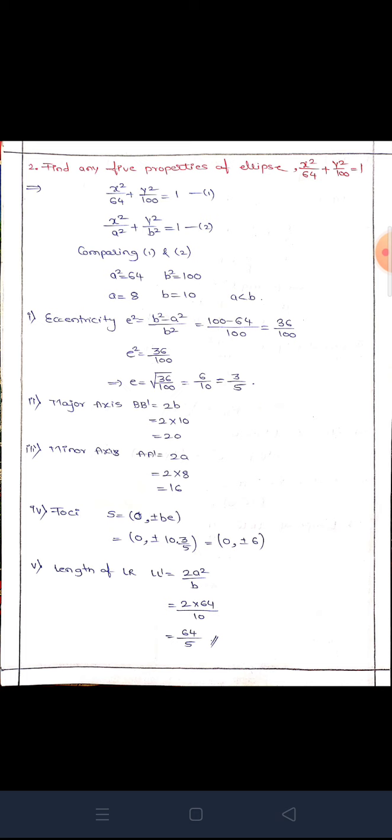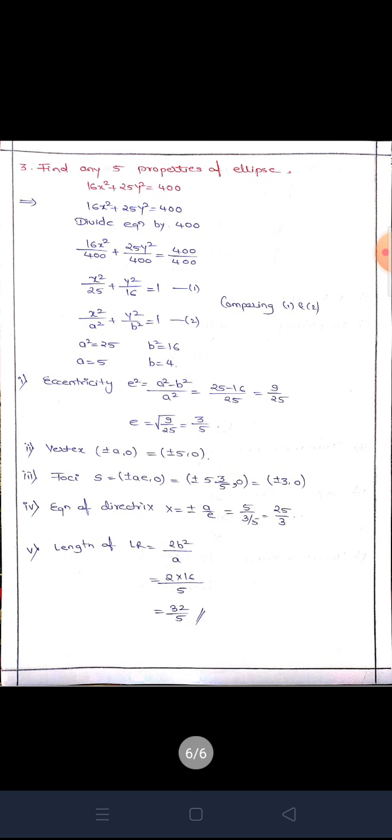Then the last one, the length of LR. L dash is equal to 2a square divided by b. So you can write 2 into 64 divided by 10. So 2 ones are 2, 5 twos are 10. So 64 divided by 5. Next, the last sum.